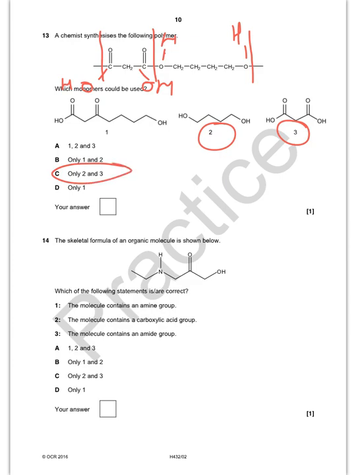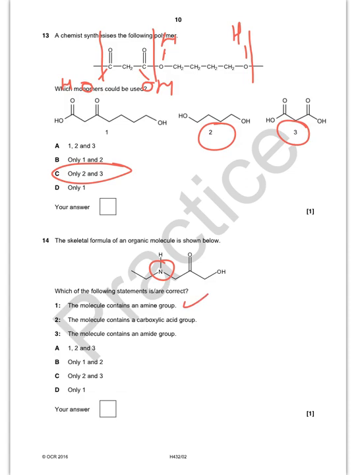Number 14 then. The molecule contains an amine group. So which of the following statements are correct? So let's have a look. Does the molecule contain an amine group? Yes, it does, which is there. So 1 is correct.